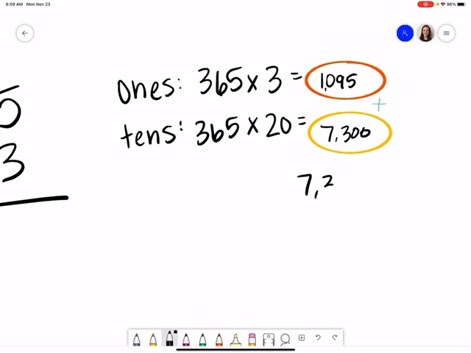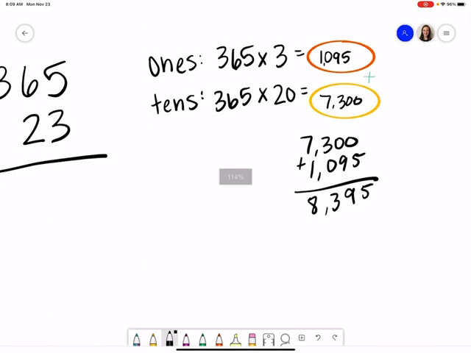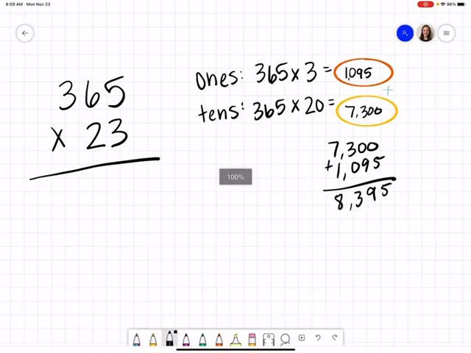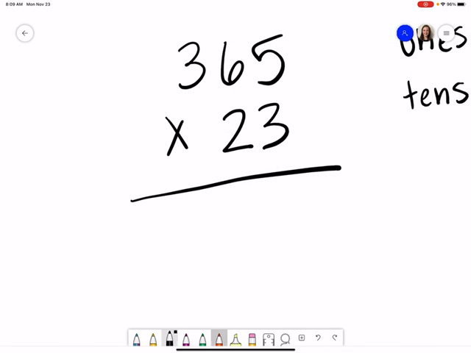And here we go. Okay, it would be 5 plus 9, 3, and 8,000. Okay, so here we go. We have 8,395. So let's see if we get that over here. All right. First, what place value am I multiplying? Ones times ones. Okay, so 5 times 3 is 15.